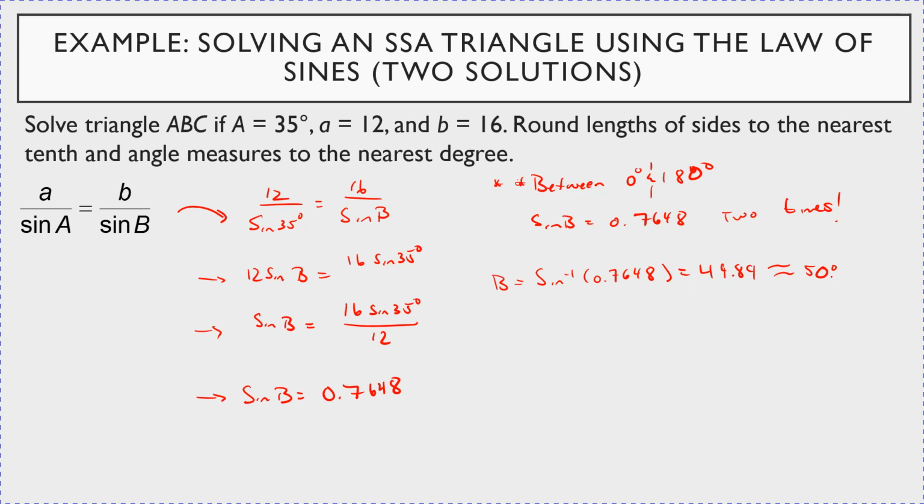Sorry about all the coughing. So what's going on here? That's only one of the two times. The other time this happens, B1 could be 50 degrees, and then the other possible angle would be 180 minus 50 degrees. So you have two cases here. This is where it gets terrible with two cases. You have to solve both cases then.